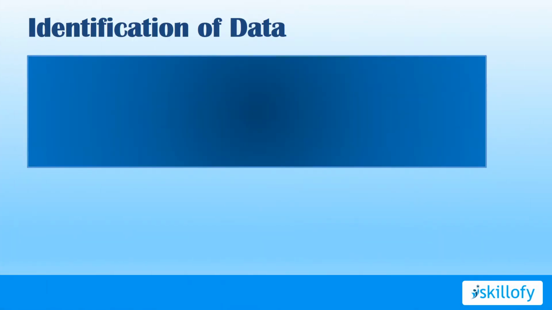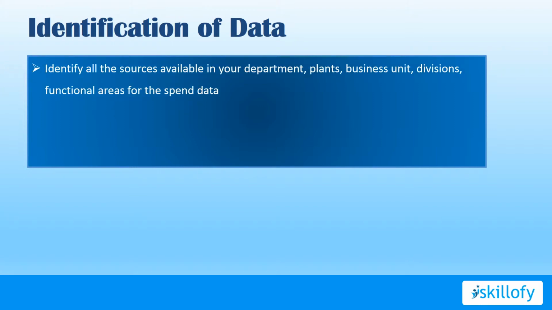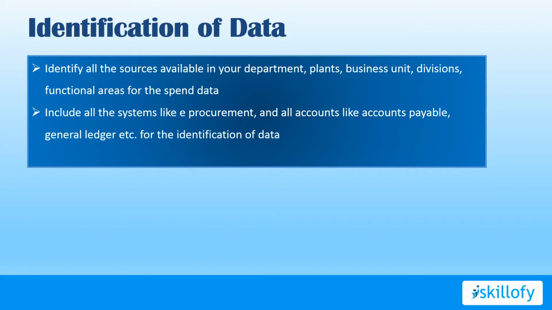Step 1. Identification of data. Identify all the sources available in your department, plans, business unit, divisions, and functional areas for the spend data. Include all the systems like e-procurement and all accounts like accounts payable, general ledger, etc. for the identification of data.